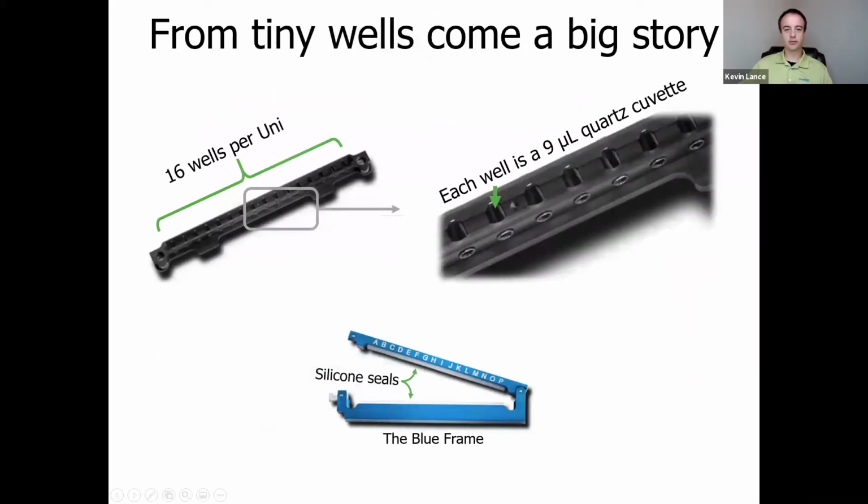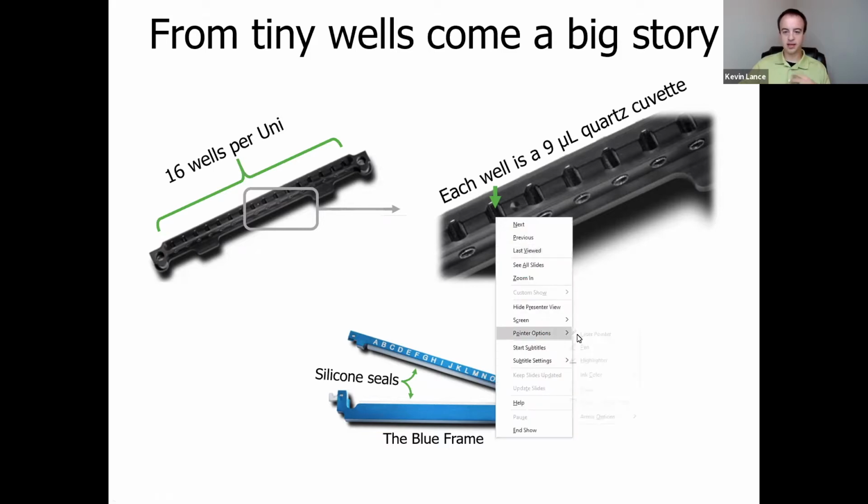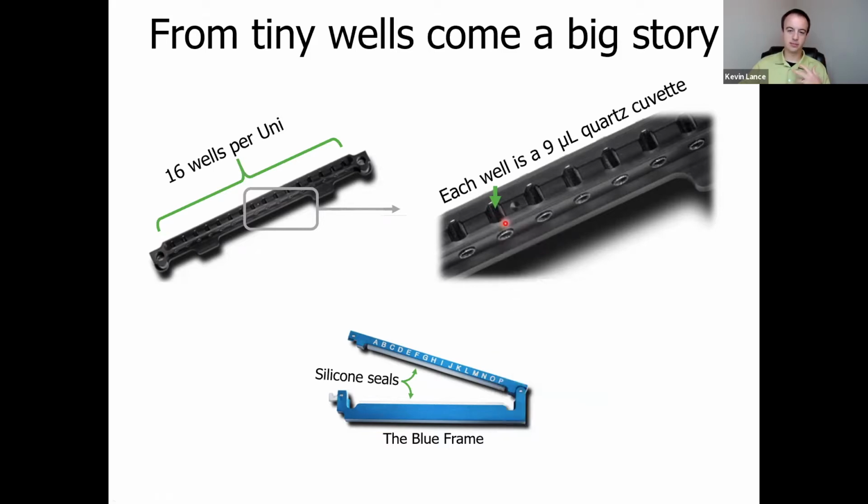The first part of the Uncle's unique story is the Uni itself. The Uni is our sample holder. It's an aluminum array. It has 16 9 microliter quartz cuvettes in it. Each one of these cuvettes is essentially a quartz tube where you pipette in your sample. It's held in there by capillary force, and then later you clip it shut with these silicone seals in this blue frame.